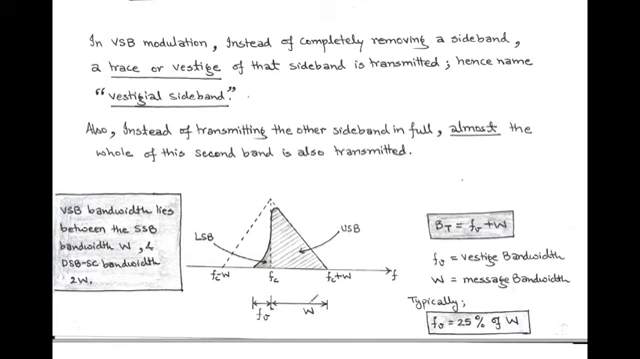Also, instead of transmitting the other sideband, that is the upper sideband, in full, we transmit almost the whole of it, so that the vestige part of the lower sideband compensates the upper sideband such that no information is lost. And the transmission bandwidth of the vestigial sideband lies between the bandwidth of SSB, that is W, and the bandwidth of double sideband suppressed carrier, that is twice W. So the transmission bandwidth is fv plus W. Here fv is the vestige bandwidth and capital W is the message bandwidth.